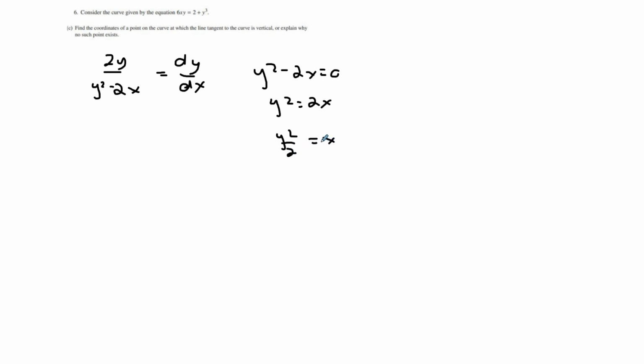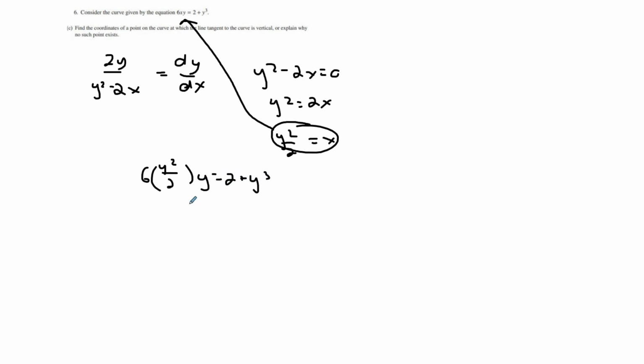All right. And now what we need to do is substitute this into our initial equation and find if there is a point where this is true. So we would say 6 times y squared over 2 times y equals 2 plus y cubed. You would get 3y cubed equals 2 plus y cubed. So you would then get 2y cubed equals 2. So it looks like y cubed equals 1, so y equals 1.